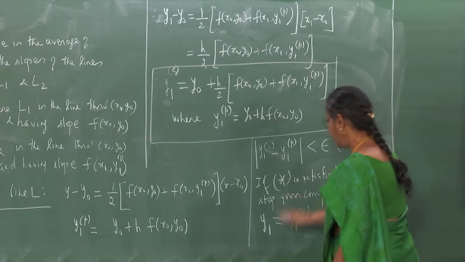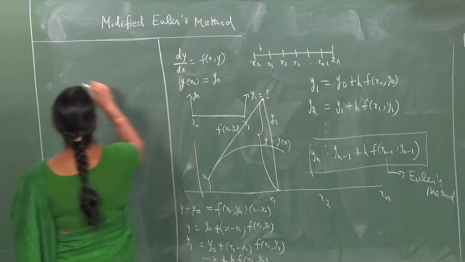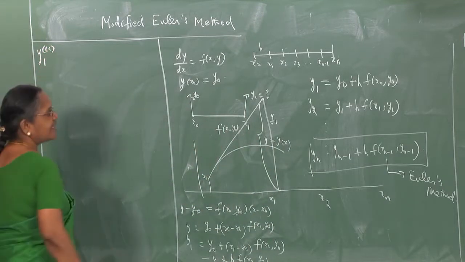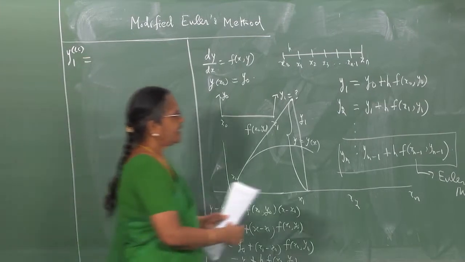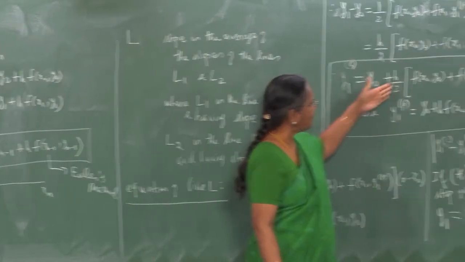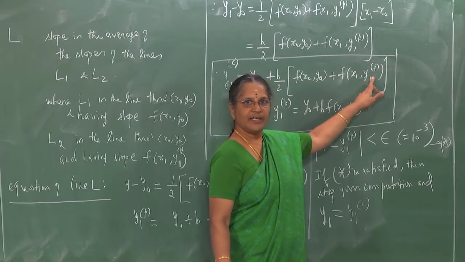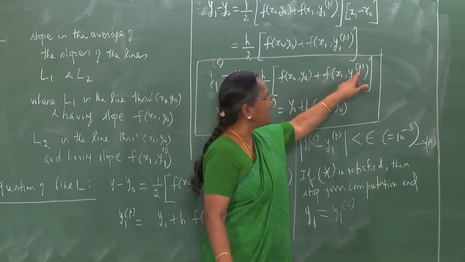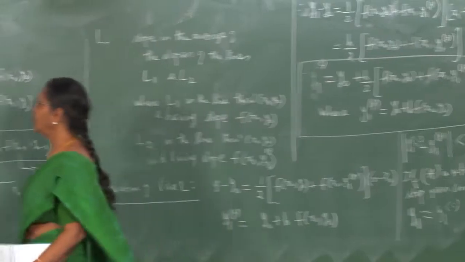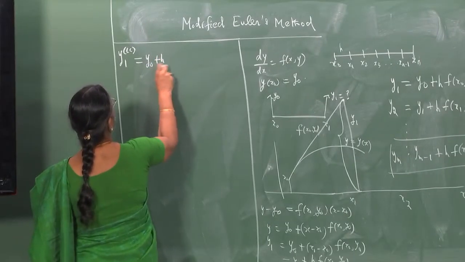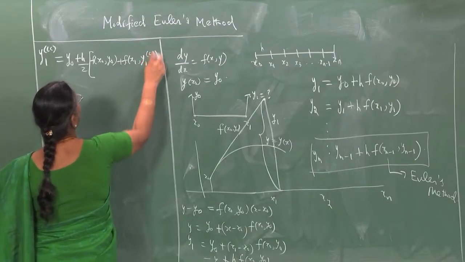If suppose star is not satisfied, let us see what has to be done. In that case, we write down y1 second corrected value and compute this value. What is y1 second corrected value? It is again by making use of this method. Instead of substituting y1 p here for y1, we can substitute the y1 corrected value that we have computed to evaluate this function. So, y1 second corrected value will be y0 plus h by 2 into f of x0 comma y0 plus f of x1 comma y1 first corrected value.